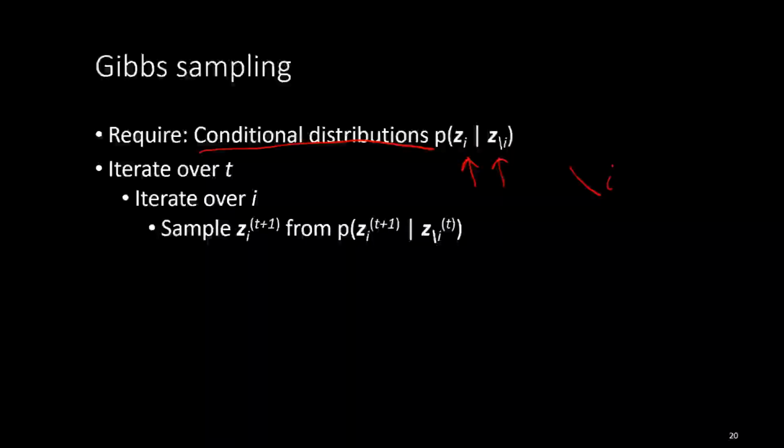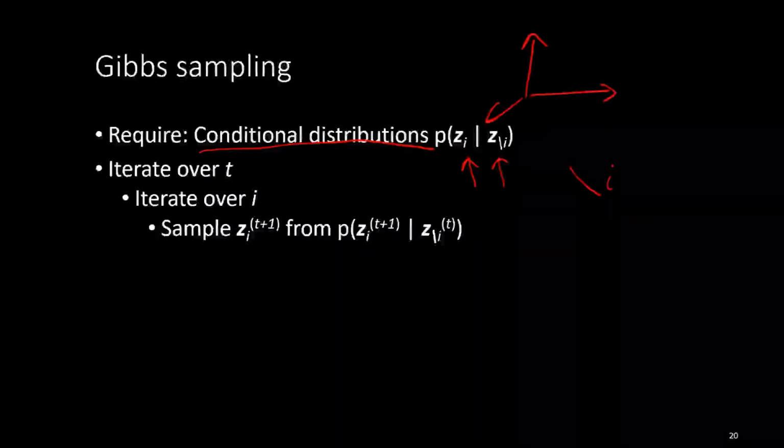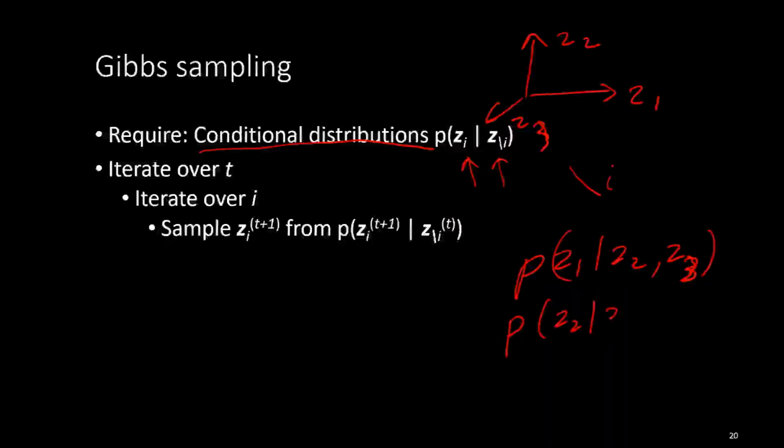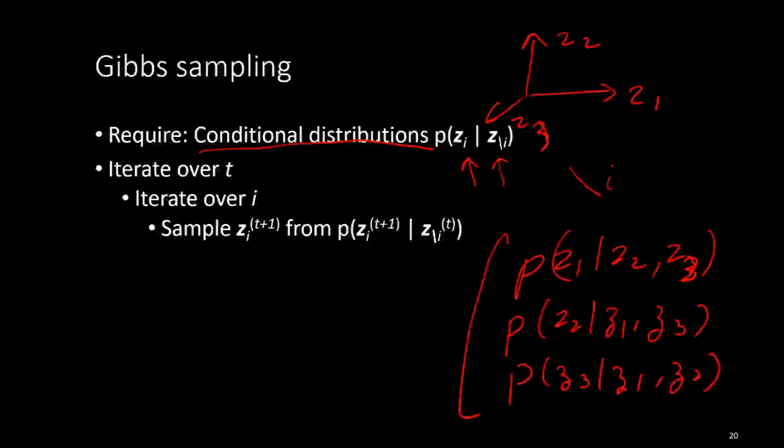For example, let's say we have three dimensions, z1, z2 and z3. If we can generate samples from P of z1 given z2, z3, and from P of z2 given z1, z3, and from P of z3 given z1 and z2, then we can use Gibbs sampling.